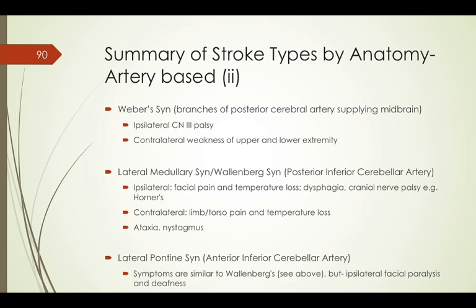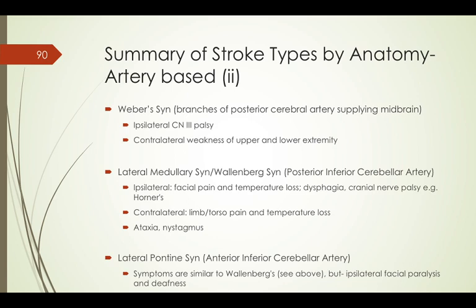Wallenberg syndrome, caused by a problem with the PICA, causes pain and temperature loss of the face ipsilaterally with dysphagia, cranial nerve palsy, causing a Horner's syndrome. Contralaterally, there's limb and torso pain and temperature loss with ataxia and nystagmus.